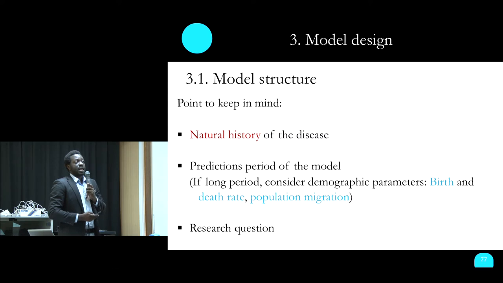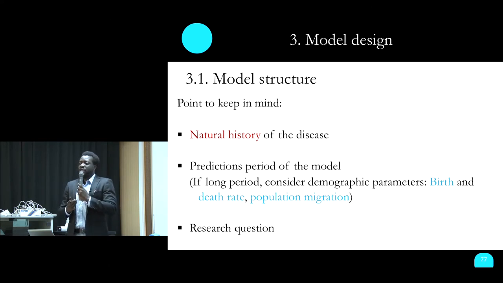In the model design, there are some points to always keep in mind. The first is the natural history of the disease. The natural history is when a person is sick, and we try to see every step of how the disease evolves with no intervention, no medication, nothing. So we see what the different stages of the disease are. That's what we call the natural history of the disease.